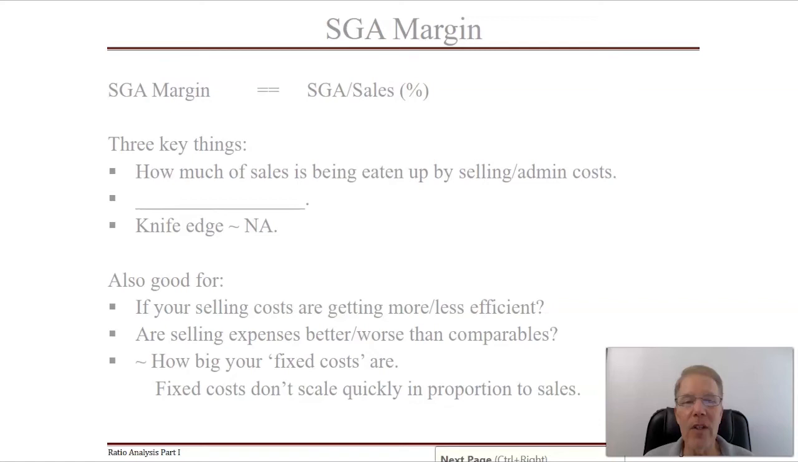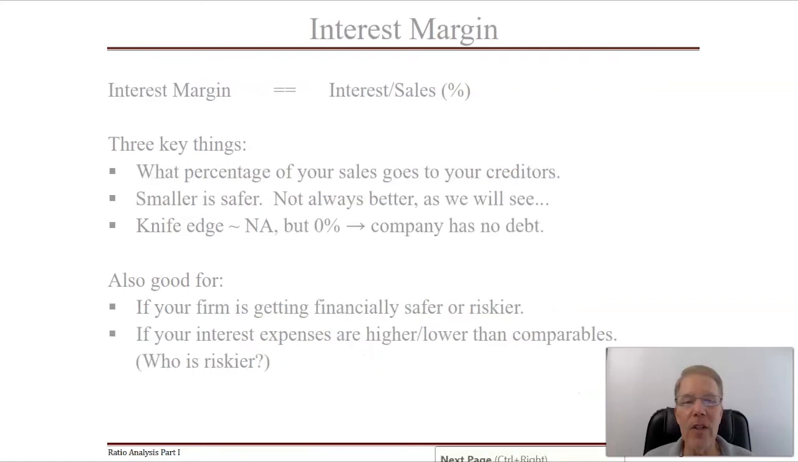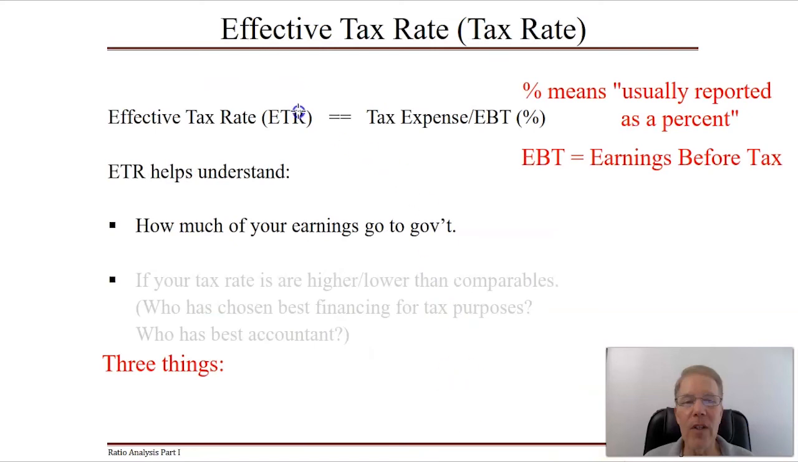Okay, anything in gray, any slide in gray, we're going to skip. So we're skipping SGA margin, we're skipping interest margin, and we're zooming right along to effective tax rate. So I pre-filled in a couple things for us on this slide, just based on previous questions. Effective tax rate is equal to tax expense over earnings before tax, or EBT. The percent here just means it's usually reported as a percent, okay? No funny business about that. And again here, EBT, which hopefully you remember from financial accounting, is short for earnings before tax.